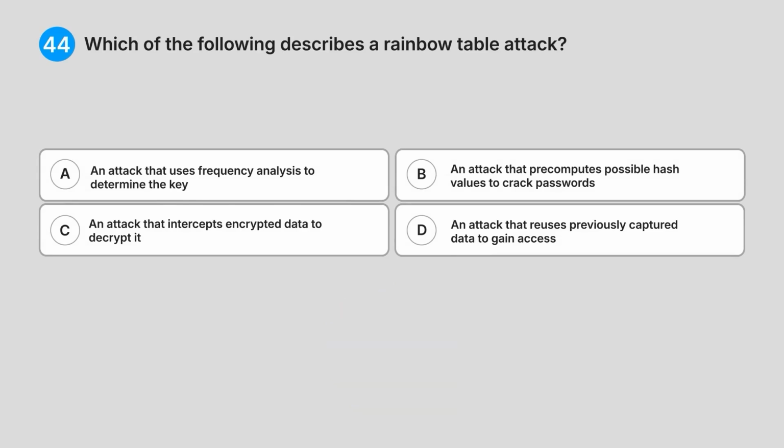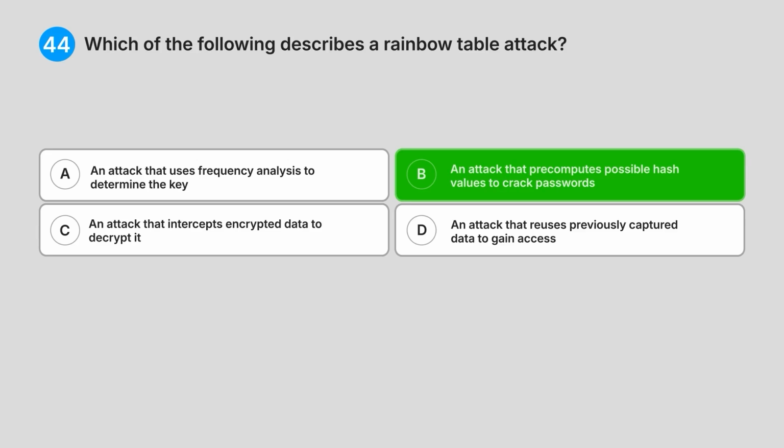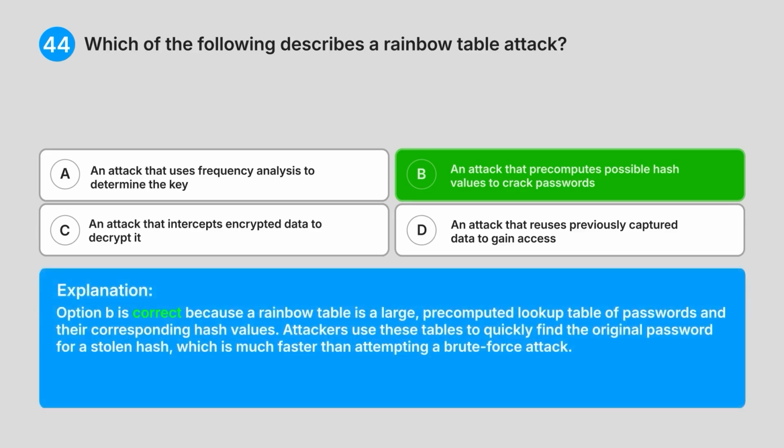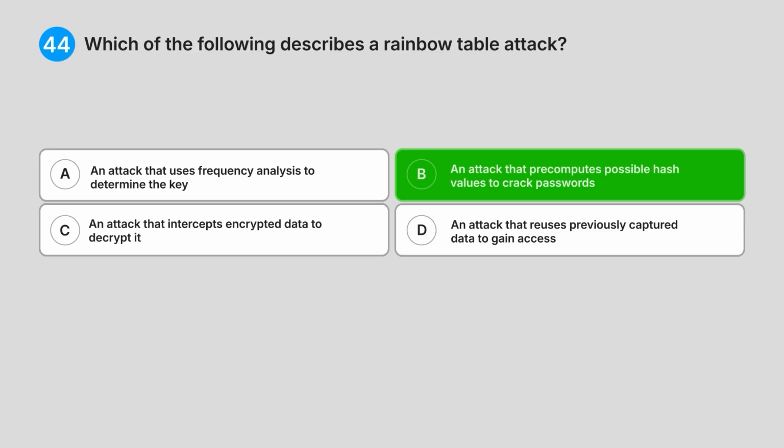Correct answer: B. An attack that pre-computes possible hash values to crack passwords. Explanation: option B is correct because a rainbow table is a large, pre-computed lookup table of passwords and their corresponding hash values. Attackers use these tables to quickly find the original password for a stolen hash, which is much faster than attempting a brute force attack.